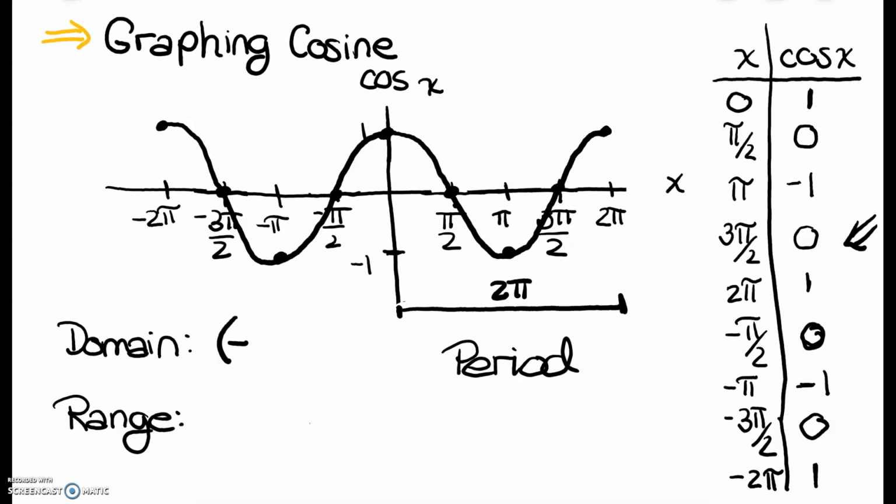Again, the domain is negative infinity to infinity because I can go around my unit circle as many times as I want to find an angle, or backwards as many times as I want. The range, again, the highest and lowest y values, is negative 1 to 1, and it's inclusive of all the y values in between. And because a complete snapshot of my cosine wave happens from 0 to 2 pi, my period is 2 pi.